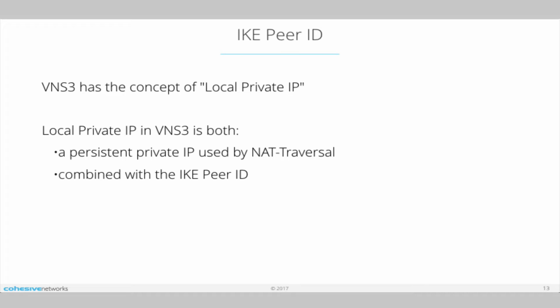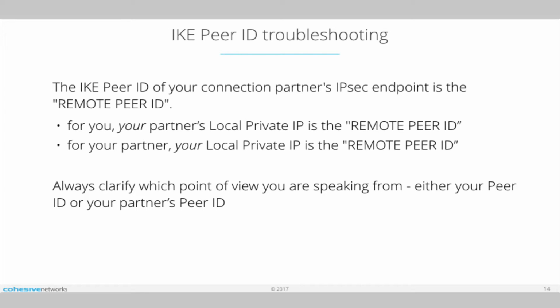We also use the local private IP as the IKE Peer ID. The customer will sometimes want to know what your remote peer ID is. From their point of view, you're remote. From your point of view, they're remote. So you need to know from which point of view you're talking about.